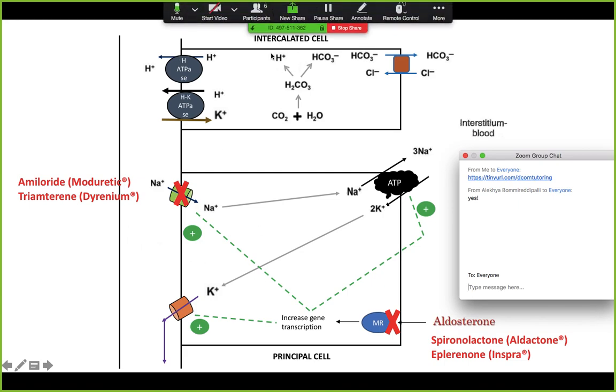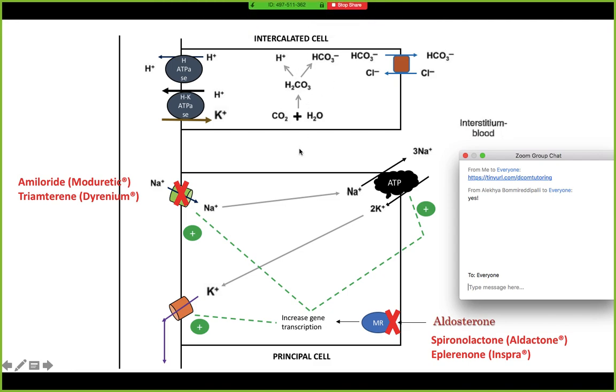And then up here with the intercalated cells, the important thing to get from here is the fact that aldosterone also acts on the intercalated cells, and in the absence of aldosterone, you're going to have a buildup of protons, and they'll eventually be reabsorbed into the body, so that makes the body more acidic.